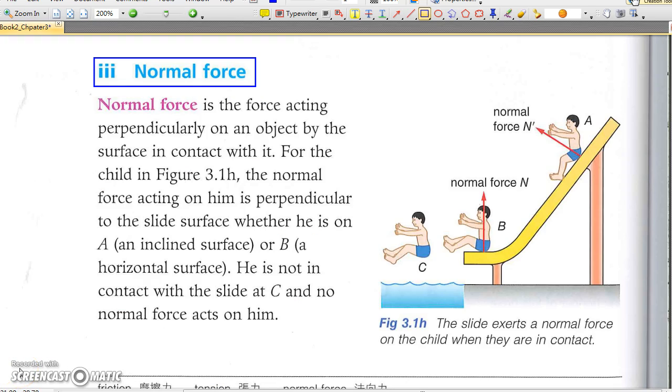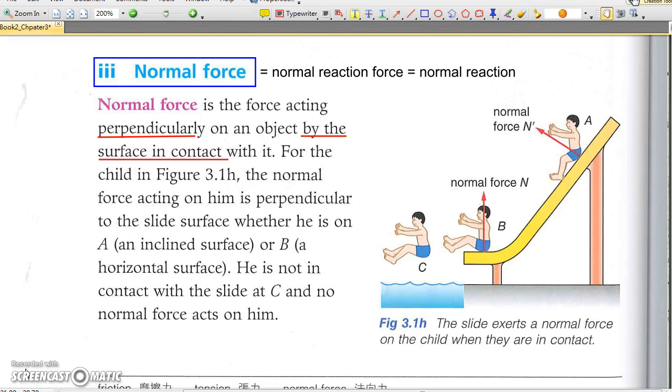3. Normal force. Normal force is a push perpendicular to the surface, acting on an object when the object is in contact with the surface. Normal force is also called normal reaction force, or simply normal reaction. In other words, when an object is in contact with another and exerts a contact force in the form of a push, then the normal reaction will be produced. Simply speaking, normal reaction force is the result when an object pushes on a surface.